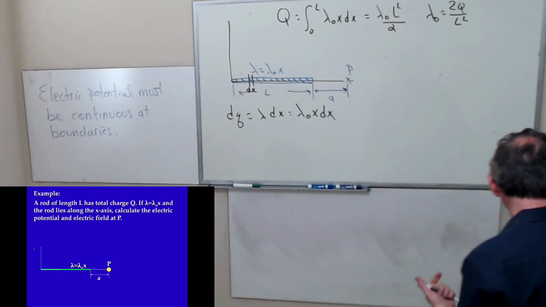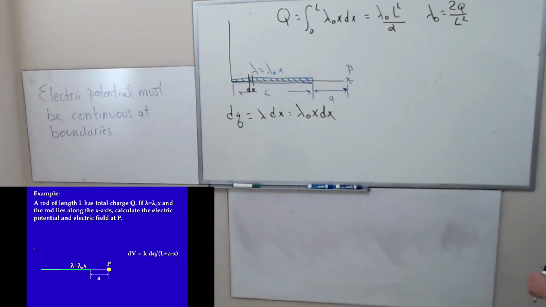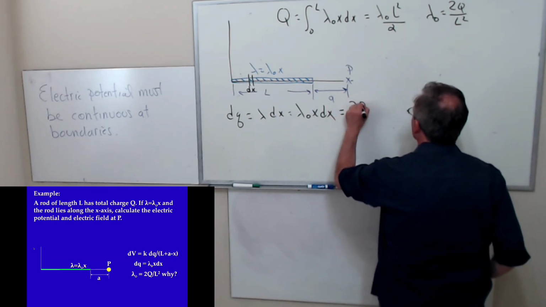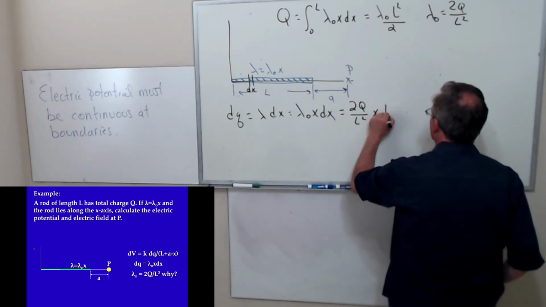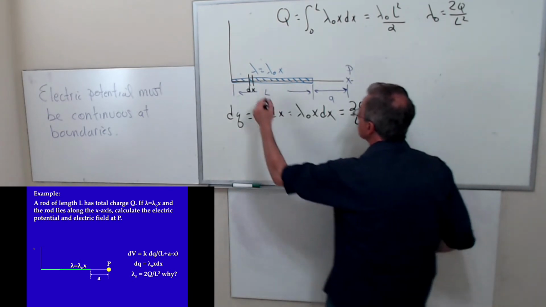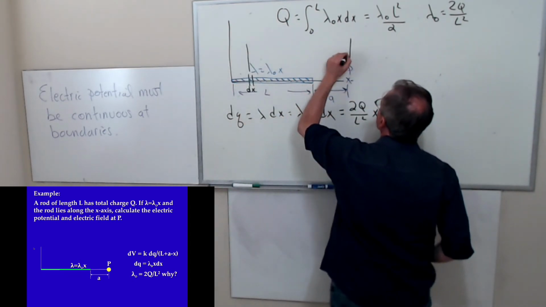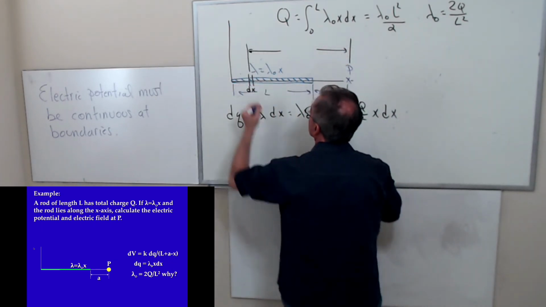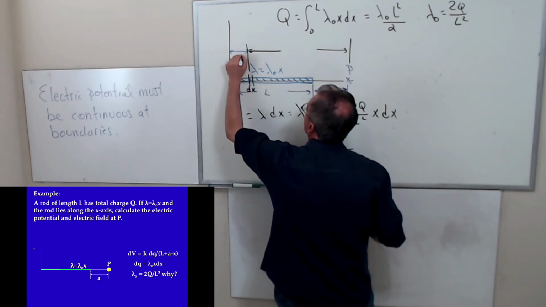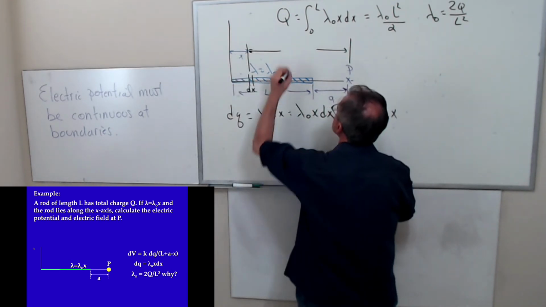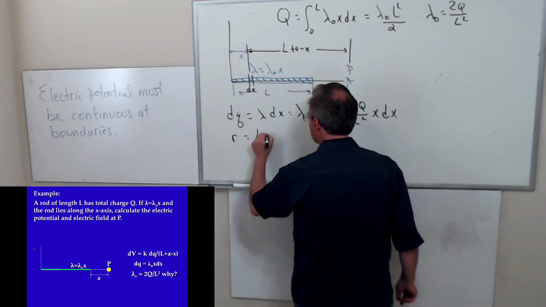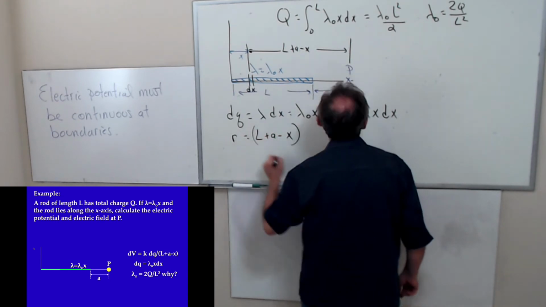Okay? So this is one of the homework problems we did. Then I can write it this way. And then the distance from this element to this point, this distance is x here. This distance is L plus A minus x. So R is L plus A minus x.